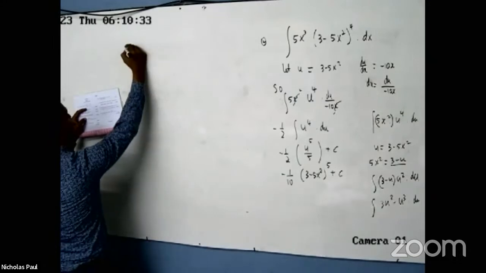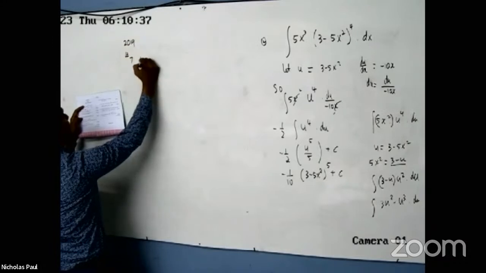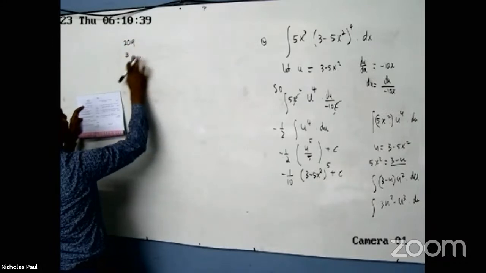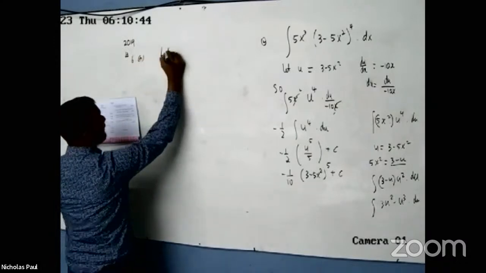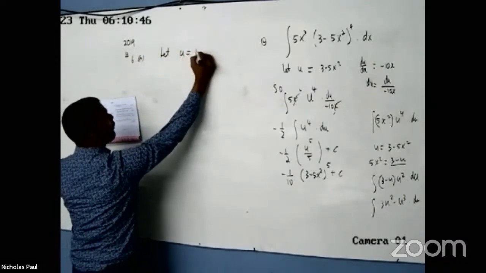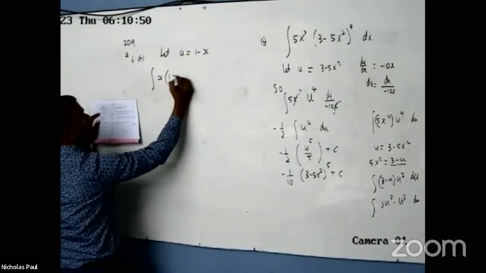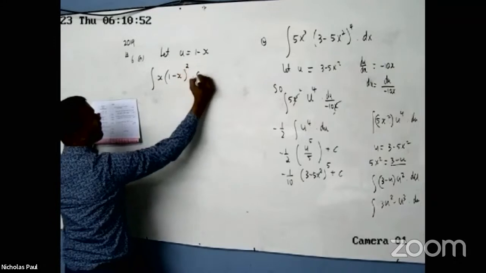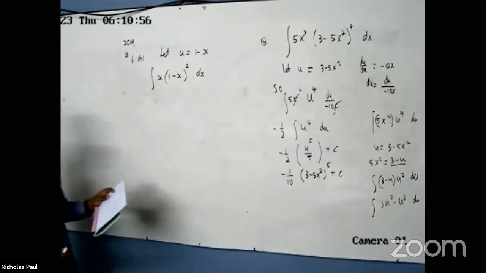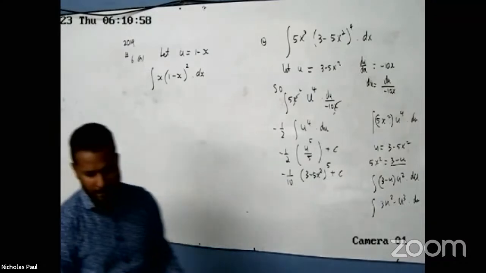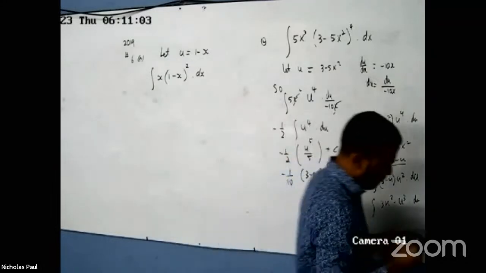Right, let's try this one here. This is 2019, number 7, number 16. He told you what to use. Let u equal to 1 minus x. Integrate this here, please. Integrate x by 1 minus x all squared dx. Try that, please. Let's see what you got.